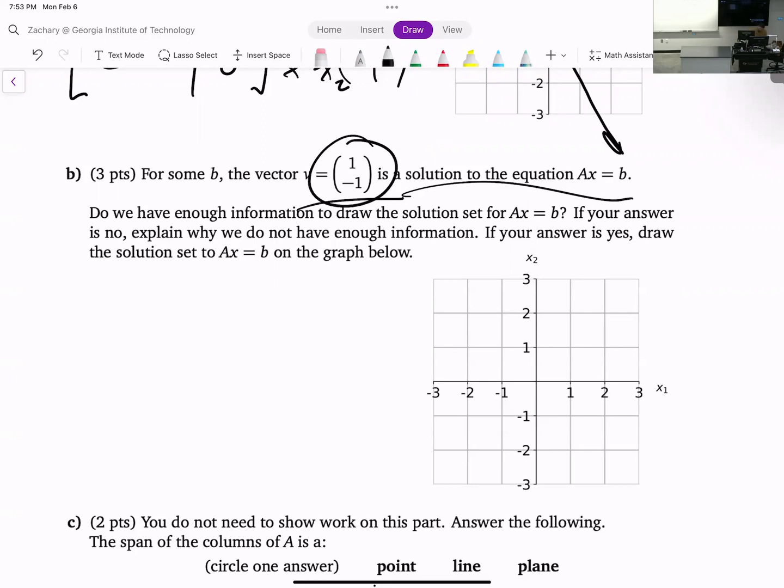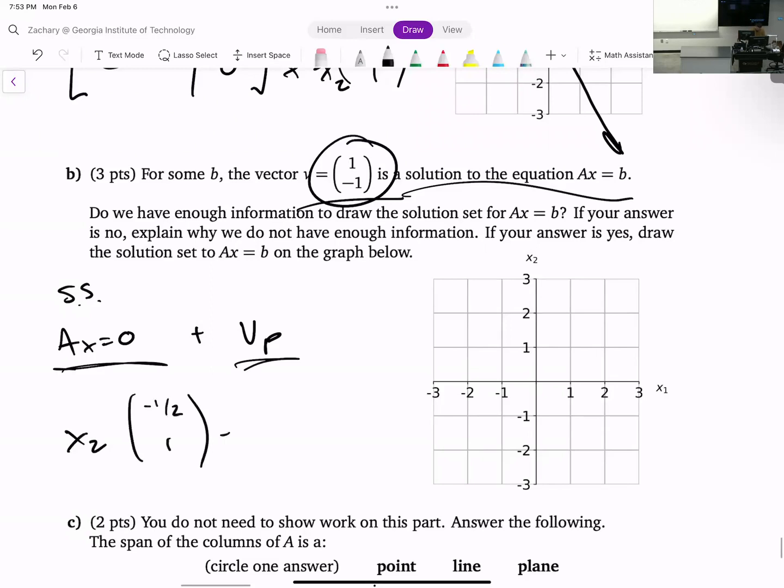So what we do is we take the solution set to Ax equals 0, and we add v particular. That's boiling down everything I've said about v particular so far. What it boils down to is you just have Ax equals 0 and you add some solution for your particular b. So it becomes x2 times (negative 1/2, 1), plus (1, negative 1). Now instead, we start at (1, negative 1), and we go negative 1/2, 1 all the way up, and negative 1/2, 1 the other way. And there we have it. That's how we draw it.